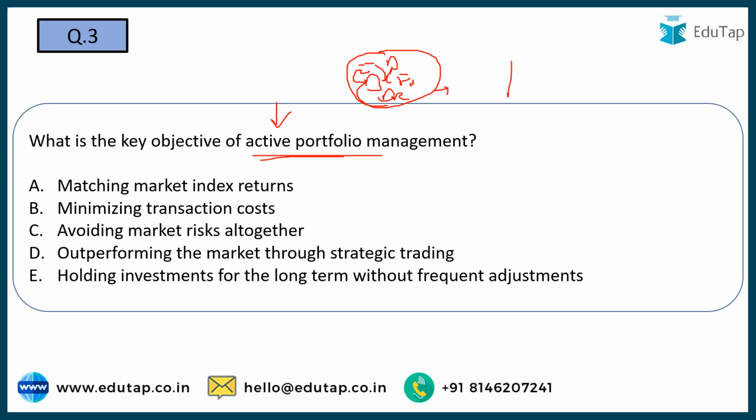You would have seen people investing in futures and options. So they buy and sell very frequently. So that can be a component of active portfolio management. Now, what is the key objective? Key as in the primary objective of active portfolio management. Is it matching the market returns?